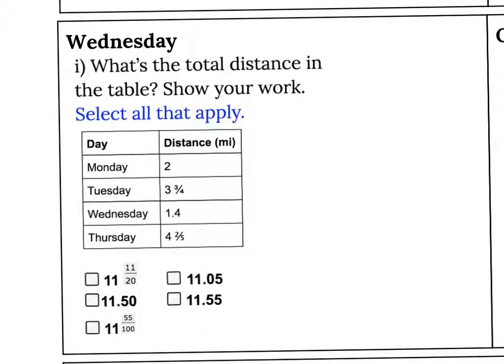Okay, what's the total distance in the table? Show your work and select all that apply. The first ones I'm going to address are Tuesday and also Thursday because those are mixed numbers, and we're going to convert them to numbers that have decimals in them.